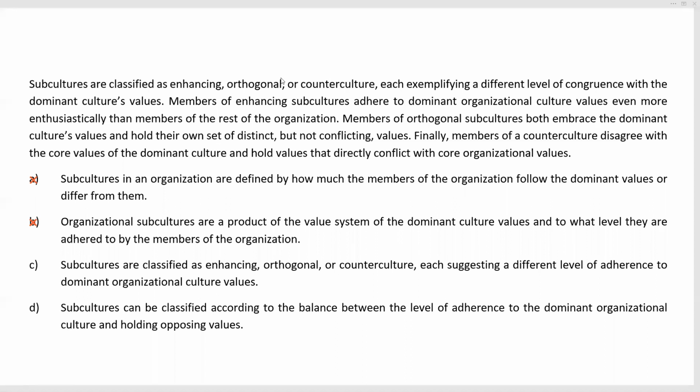B is incorrect. Option C tells us subcultures are classified as enhancing, orthogonal, or counterculture. Sounds good, because finally we have the primary subject, subcultures, maintained. Second, we have a mention of the classifications, which is important, each suggesting a different level of adherence to the dominant organizational cultural values. Now, we see that while this started off well, it made at least one of the mistakes that B does. It just mentions different levels of adherence. What we need is different levels of congruence.